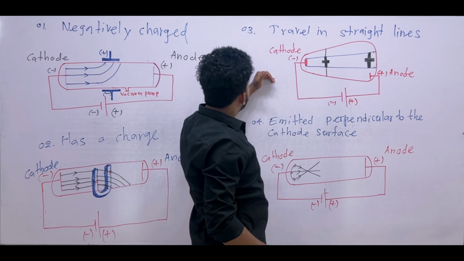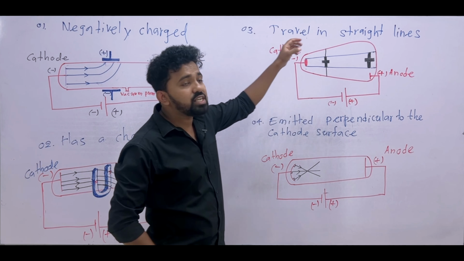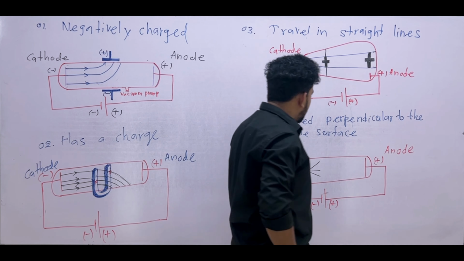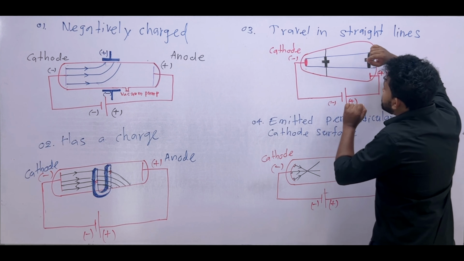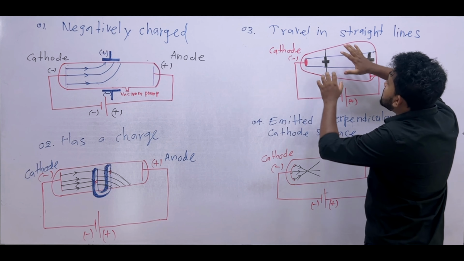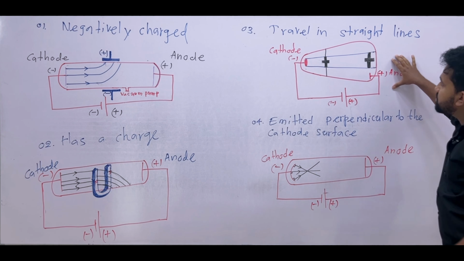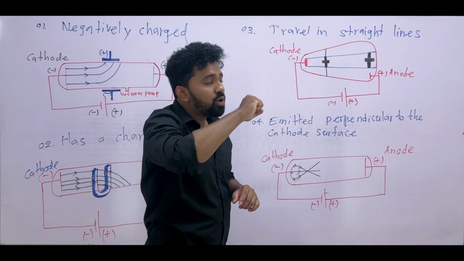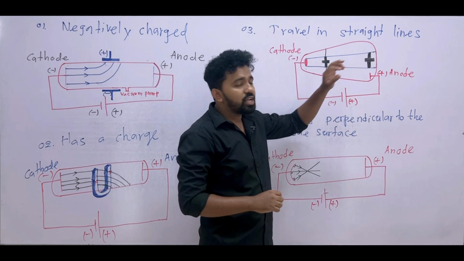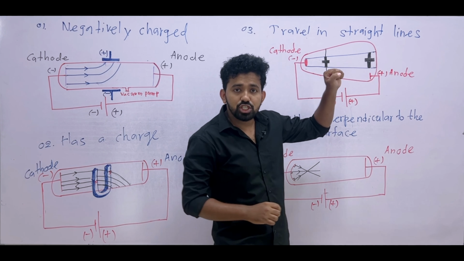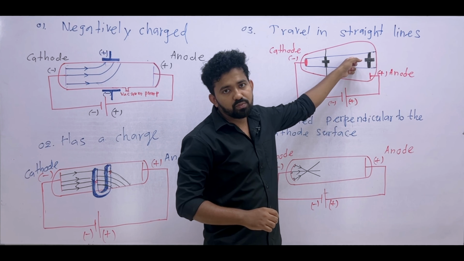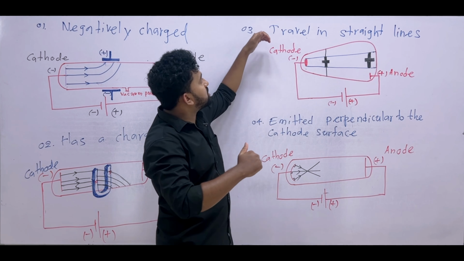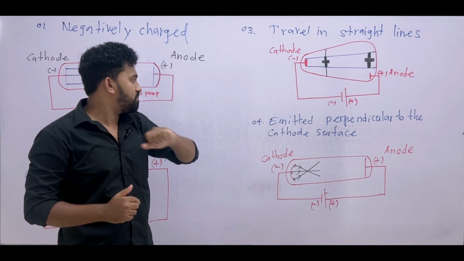If we move to the next one, the cathode rays travel in a straight line. What we can do here is apply an object in the middle of the cathode and the anode. The observation will be an image with sharp edges. So from that observation we can say that cathode rays travel in a straight line.